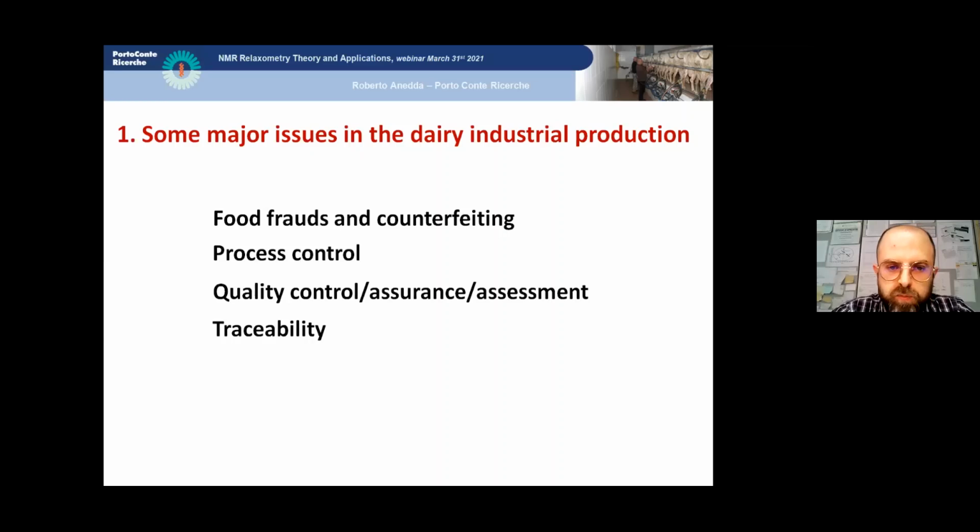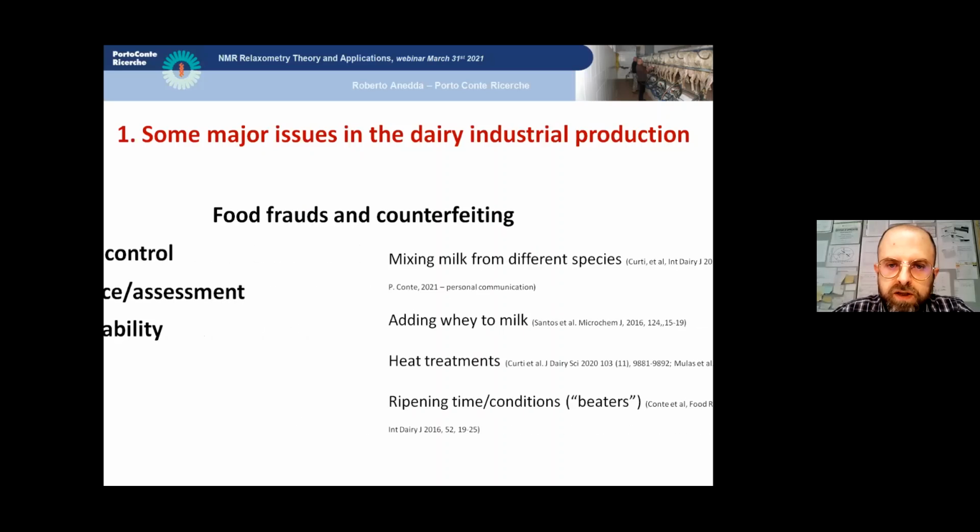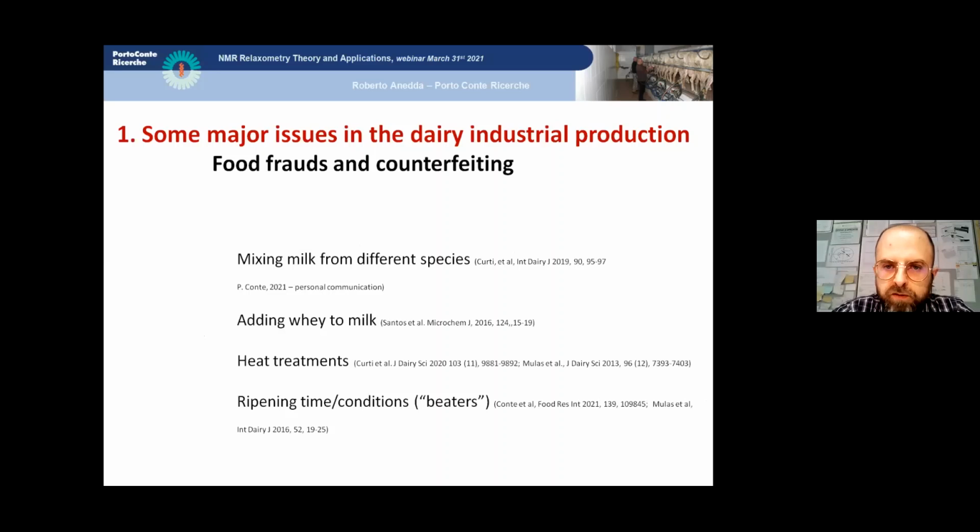Another very important issue is traceability of the products, which is in turn strictly related to typical productions, to the territory of production and to traditions. I will spend a few more words on this in the next slides. But now I would like to focus a little more on frauds by citing some of them that have been addressed by NMR relaxometry.